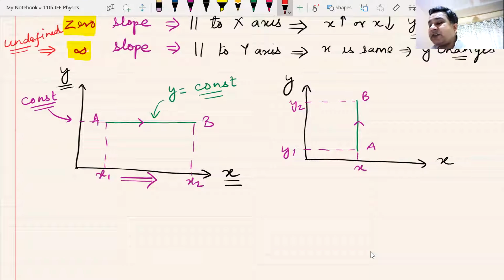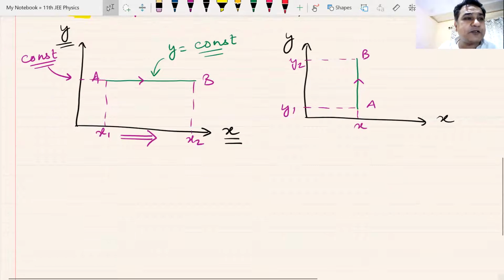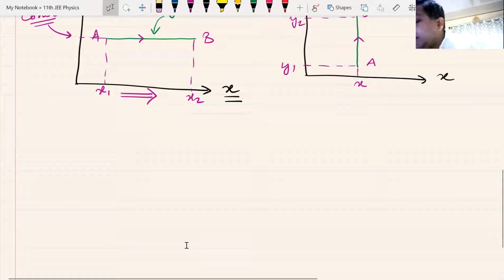Why don't we call infinite slope as zero slope? I don't understand your question. Zero slope graph cannot have infinite slope, it has zero slope. That is why we call it zero slope.